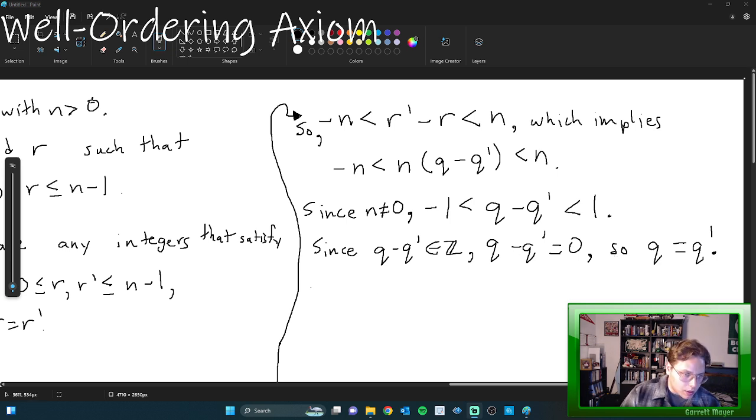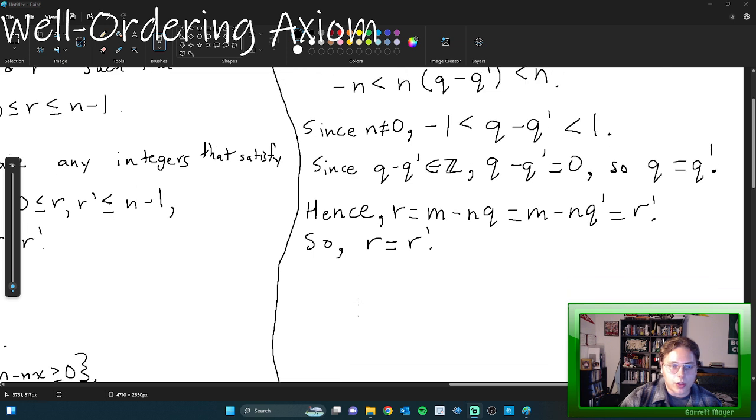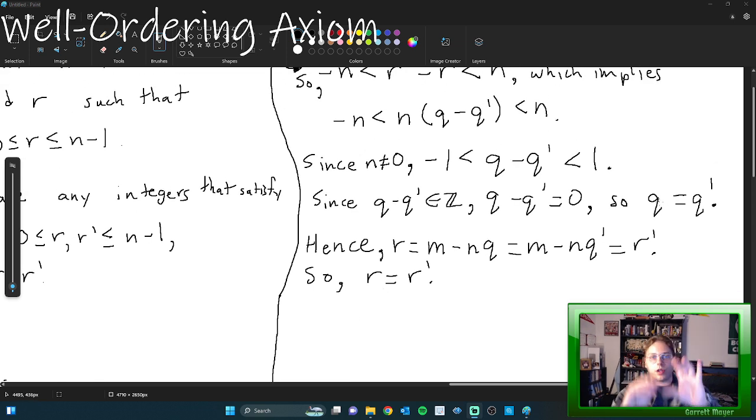Hence, r equals m minus nq. Now, since the q's are equal, that also equals m minus nq prime, which equals r prime. So we've shown that r equals r prime, and this proves uniqueness. There's only one possibility for r and q. If we have two different decompositions, the q's must be equal and the r's must be equal. So there's only one ultimate solution.